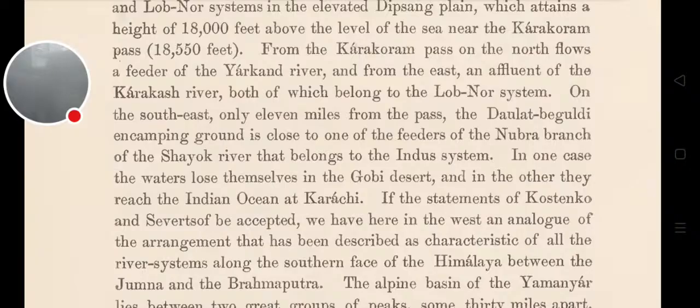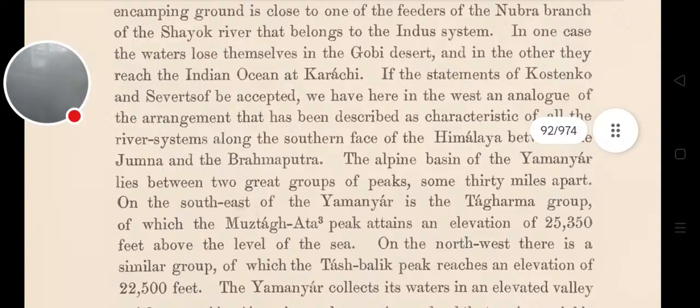On the southeast, only 11 miles from the pass, the Daulat Beguldi encamping ground is close to one of the feeders of the Nubra branch of the Shayok River that belongs to the Indus system. In one case, the waters lose themselves in the Gobi Desert, and in the other, they reach the Indian Ocean at Karachi. If the statements of Kostenko and Savetsov be accepted, we have here in the West an analog of the arrangement that has been described as characteristic of all the river systems along the southern face of the Himalaya between the Jamna and the Brahmaputra.